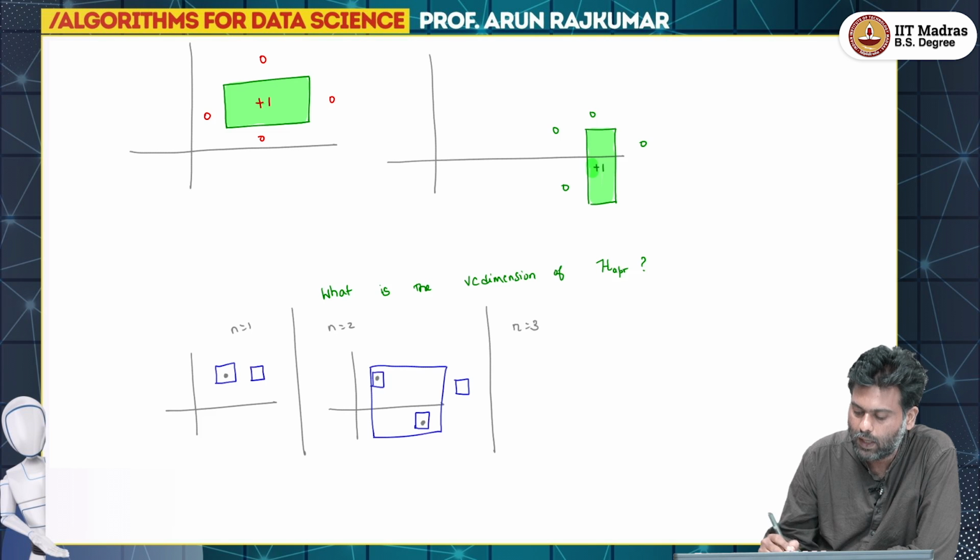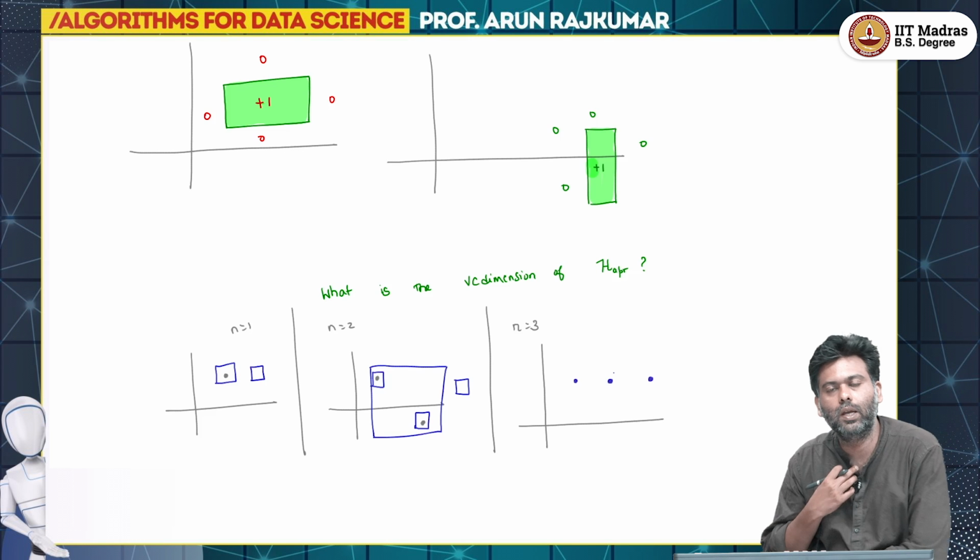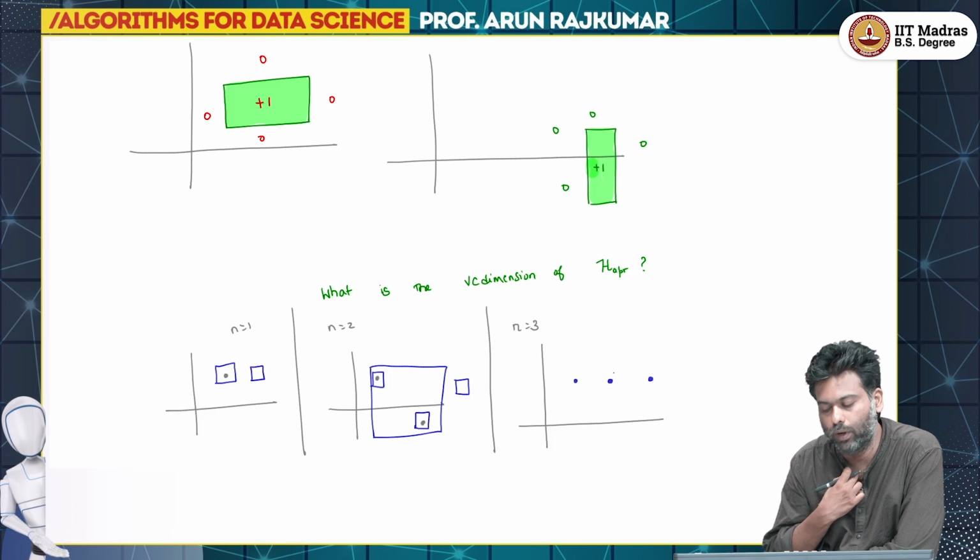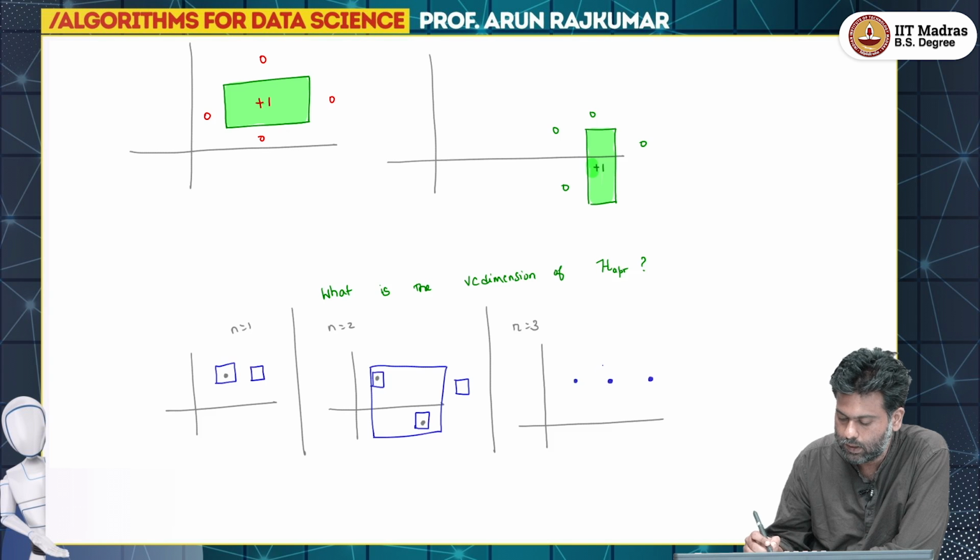Now, n equals 3. Let me make an important point here. Let us say you give me these 3 points, and these 3 points lie on a line, right. So, let us say you give me these 3 points. Now, what I will do is label them as plus 1 and 0.